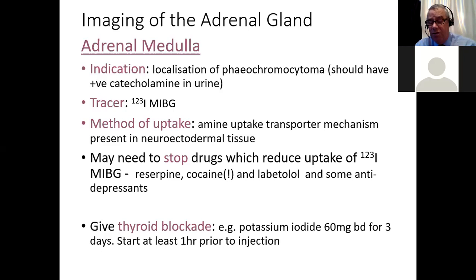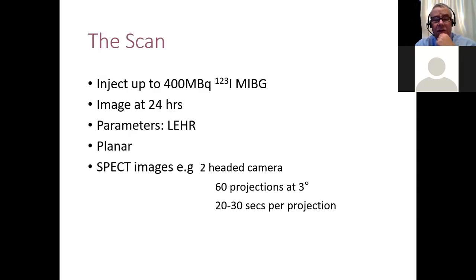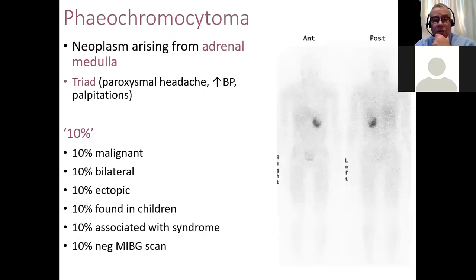Because it's iodine, we need to do thyroid blockage so we don't irradiate the thyroid. So you can give up to 400 megabecquerels. It's quite expensive stuff. That will be probably $1,000 US, even in the UK. But even if you could buy it in South Africa, it would be more expensive. You image at 24 hours, and then you normally do planar and SPECT-CT. And in PHEOs, there's generally the rule of tens.